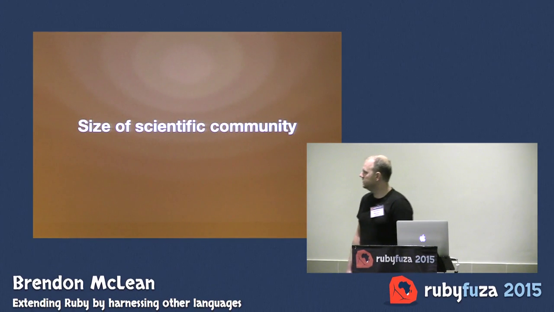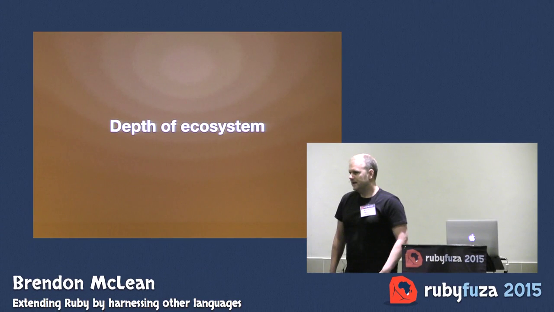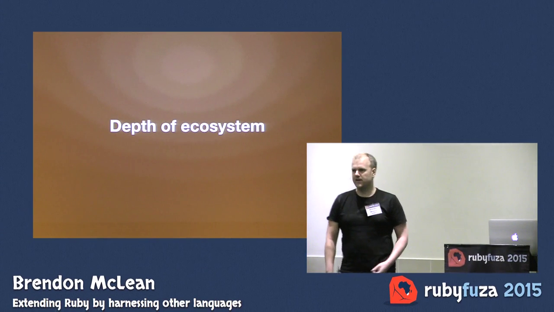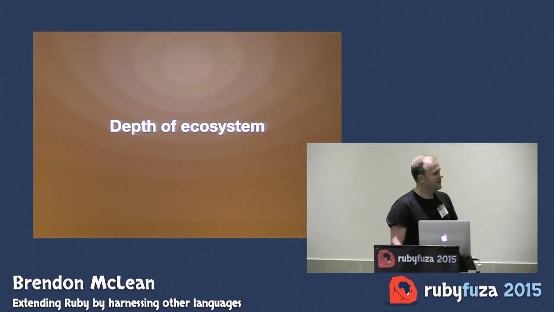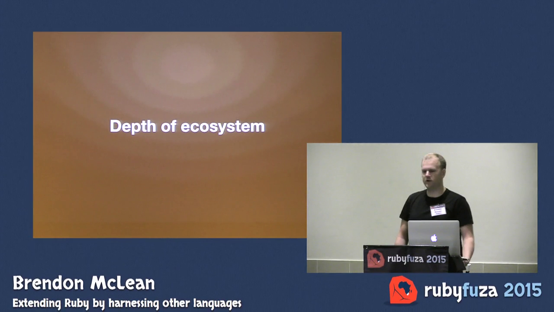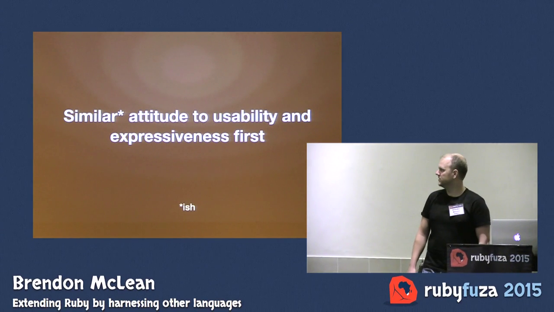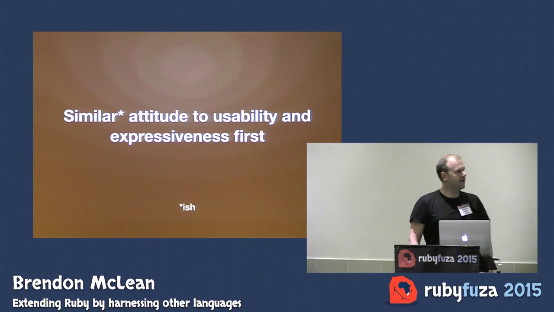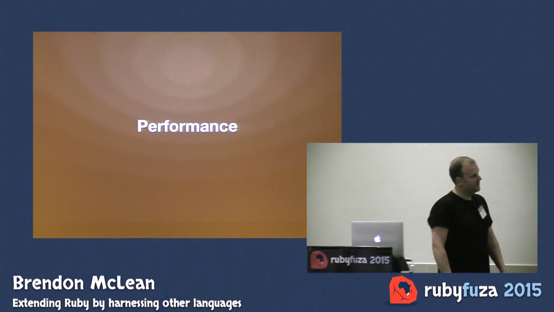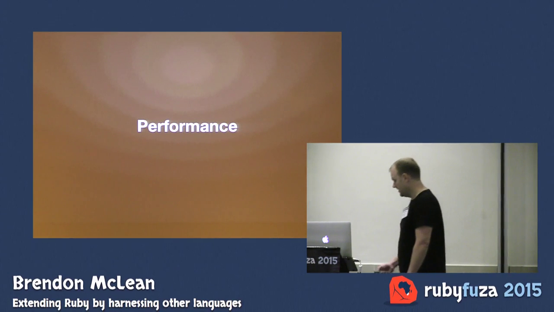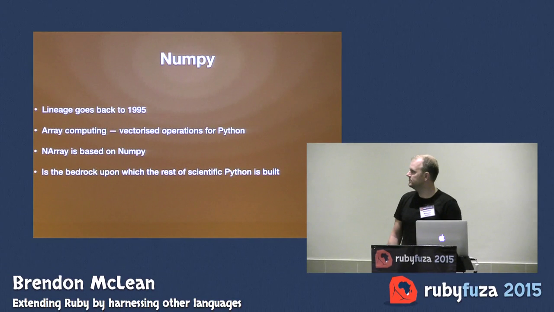The size of the scientific community is huge. Something I didn't know, and maybe it's obvious to others, but it is huge. The depth of the ecosystem, as a result of a lot of academics and data people contributing a heap of open source, really is the gift that keeps on giving. In a way, it reminds me of Ruby. What Ruby is to the web, Python is to data. And there's a similar-ish attitude to usability and expressiveness first. So it's not so bad going between the two. There are differences. And then most importantly for us, performance, which sounds counterintuitive, so I have to quickly explain that. The bedrock of it all is a library called NumPy, which has been going around since '95.